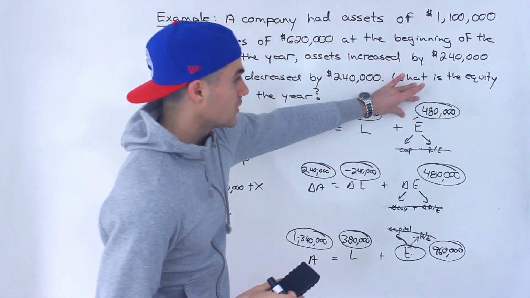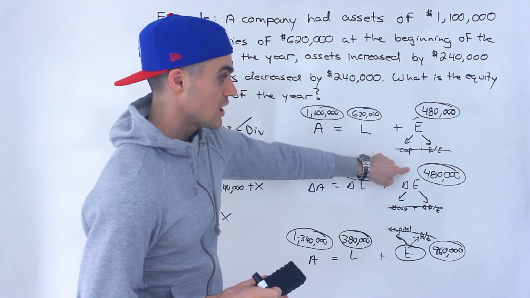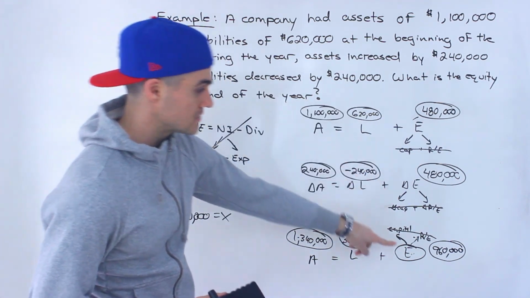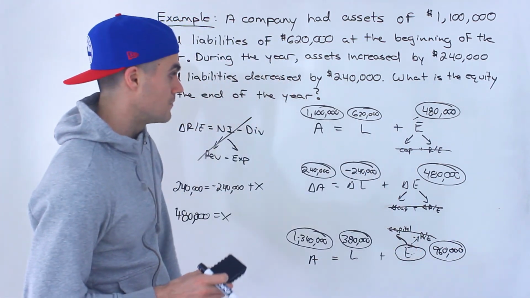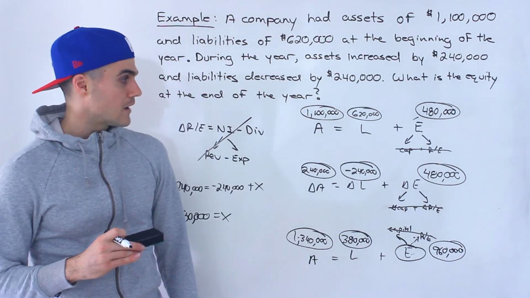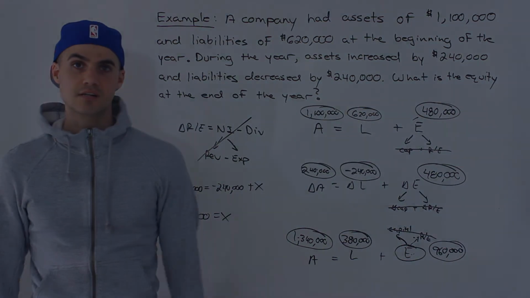So we have the beginning equity of 480,000 plus the change in equity. It's a positive value, 480,000. When we add those up, notice that we get that 960 as well, right? So multiple ways you can get that ending equity amount, whichever way you do it, 960,000 is the final answer.